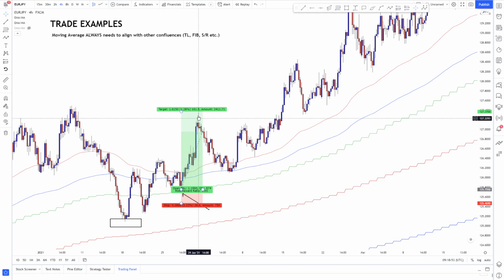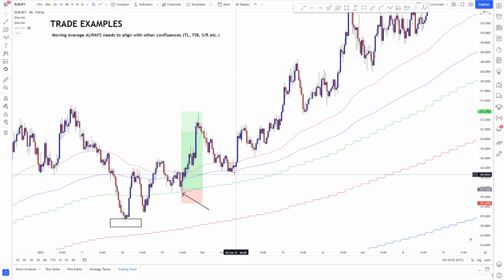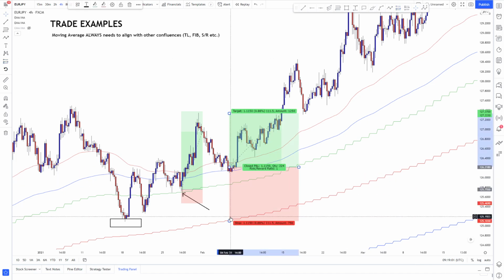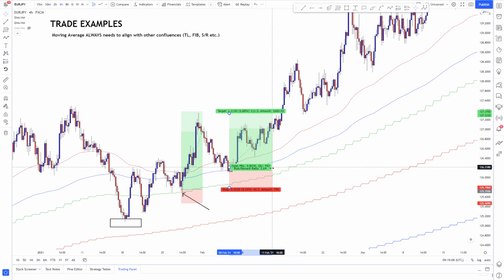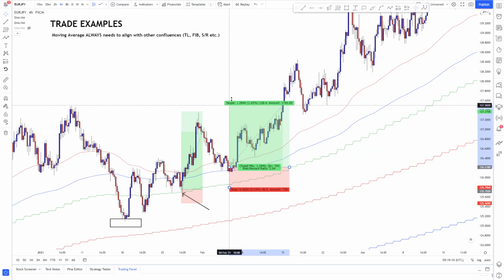Price then came to the upside, made a higher high, another higher low. It stopped where? On the 200 4-hour moving average. So this could potentially be your next trade right here. Stop loss could go below structure or whatever you like, below the moving average. It doesn't really matter for this video.